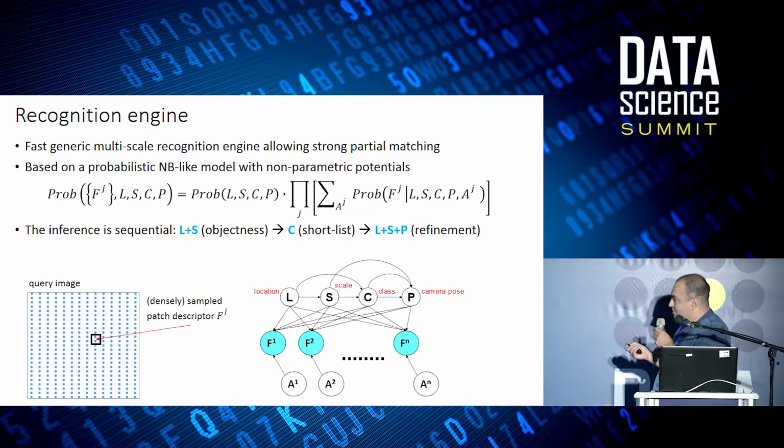So we have the location of the object, the scale of the object, the class, and the camera pose if the object can rigidly transform. We're talking about rigid objects here. The point cloud is rigid, the same as for the retail objects. Well, essentially rigid. They can deform a bit, but we consider it as noise.